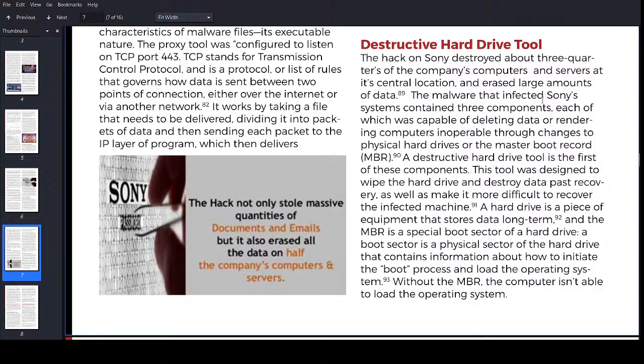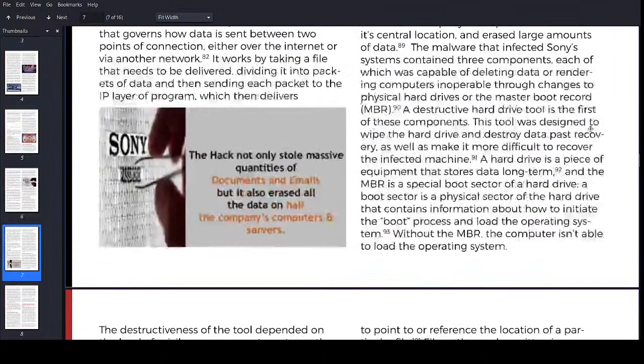The malware that infected Sony's systems contained 3 components, each of which was capable of deleting data or rendering computers inoperable through changes to physical hard drives or the master boot record. A destructive hard drive tool is the first of these components. This tool was designed to wipe the hard drive and destroy data past recovery, as well as make it more difficult to recover the infected machine.